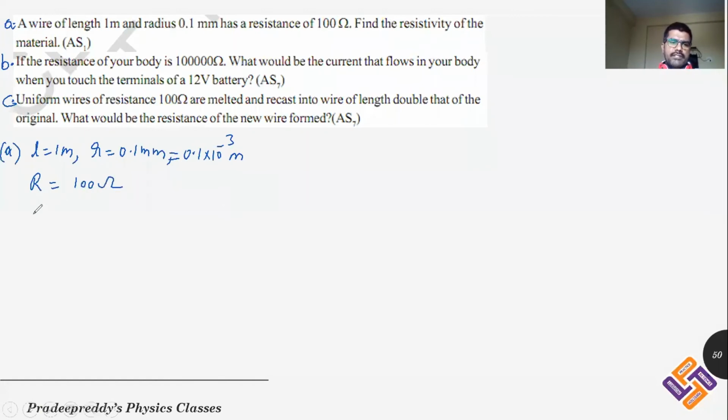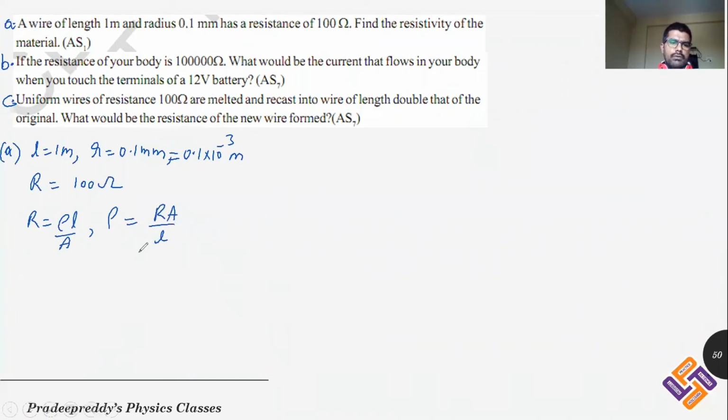What is formula for resistivity? Resistivity rho is equal to R L divided by A. So, resistance, I'm sorry, we have R is equal to rho L divided by A. So rho will be equal to RA divided by L.